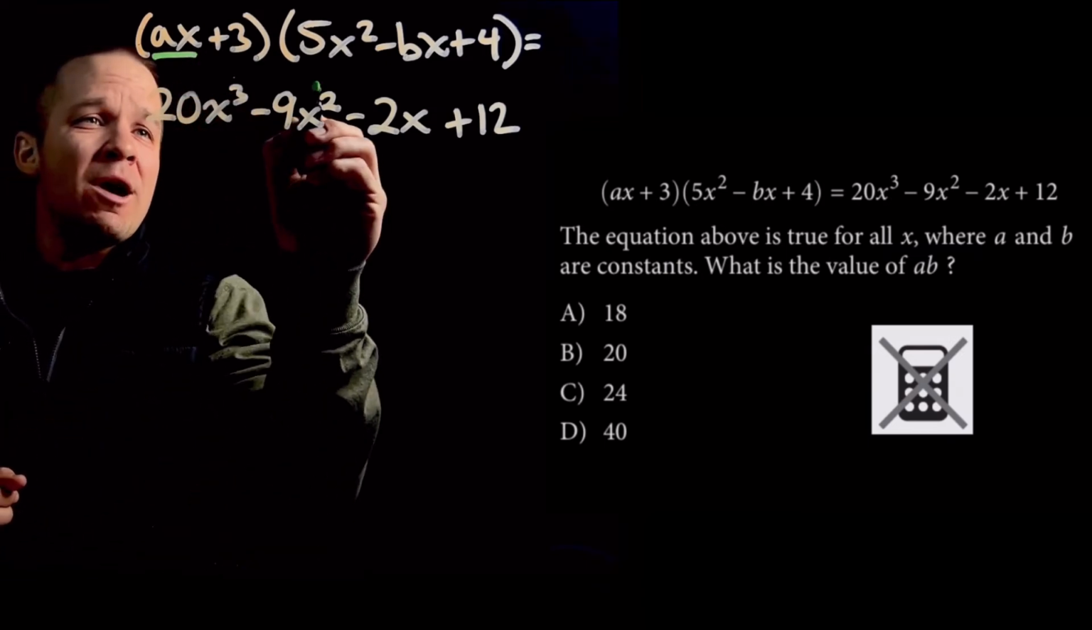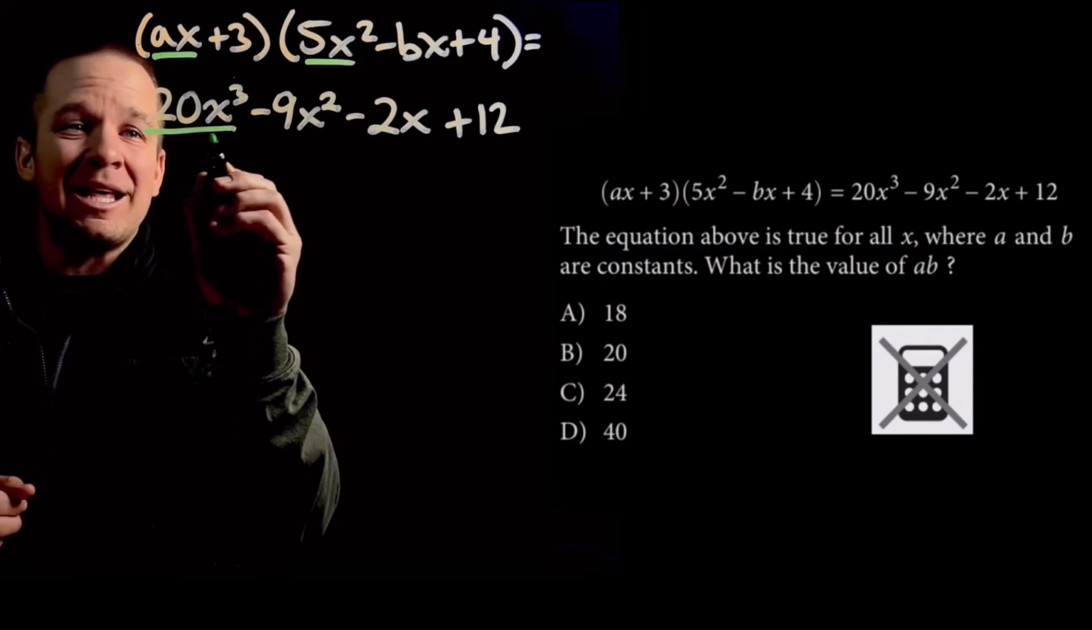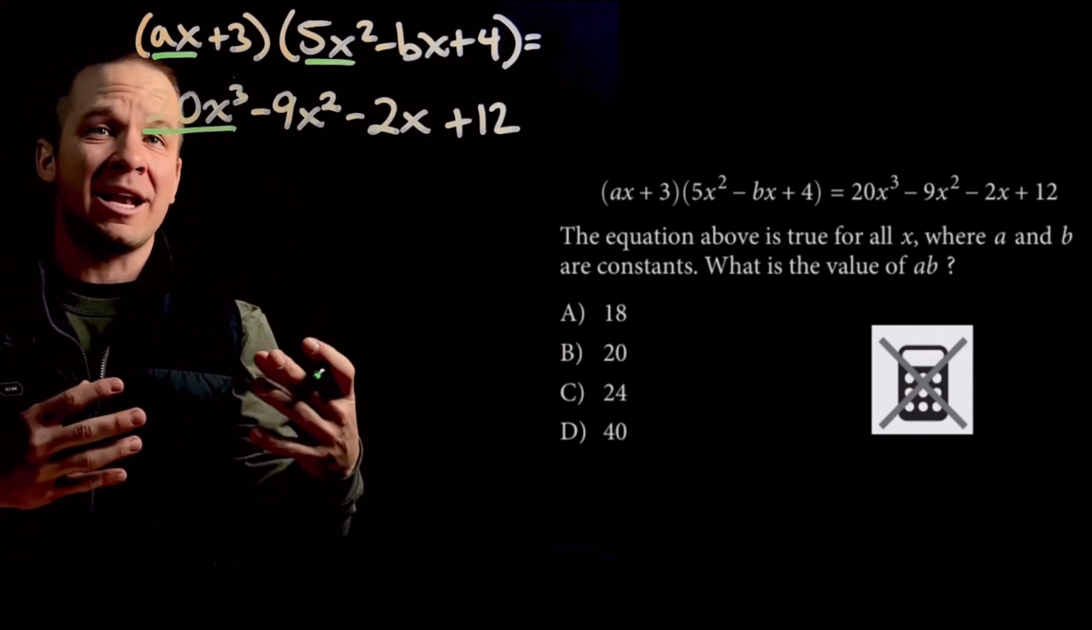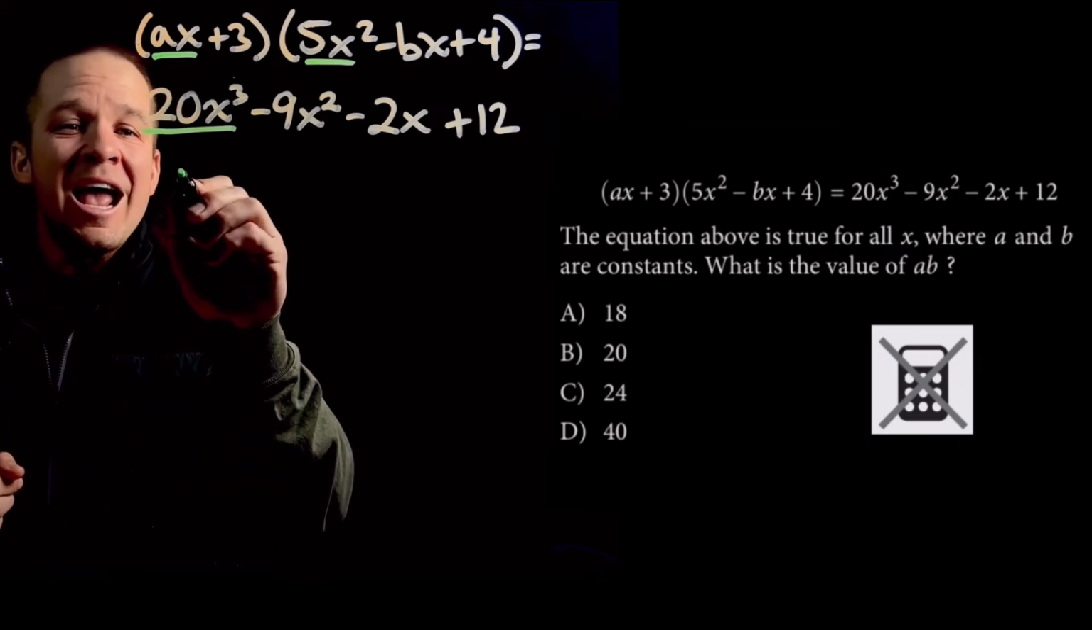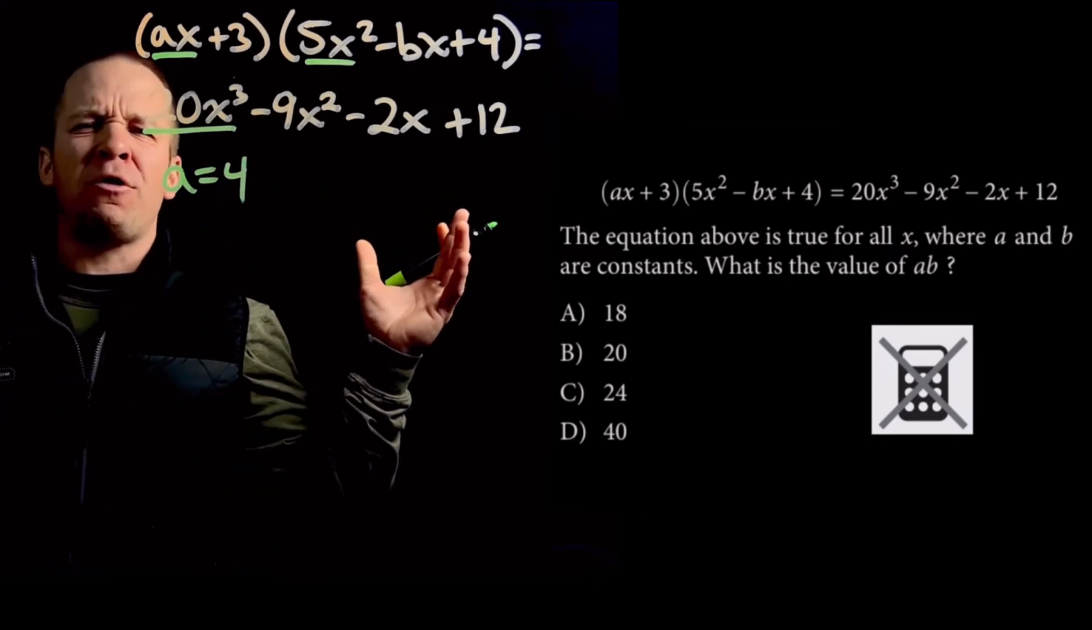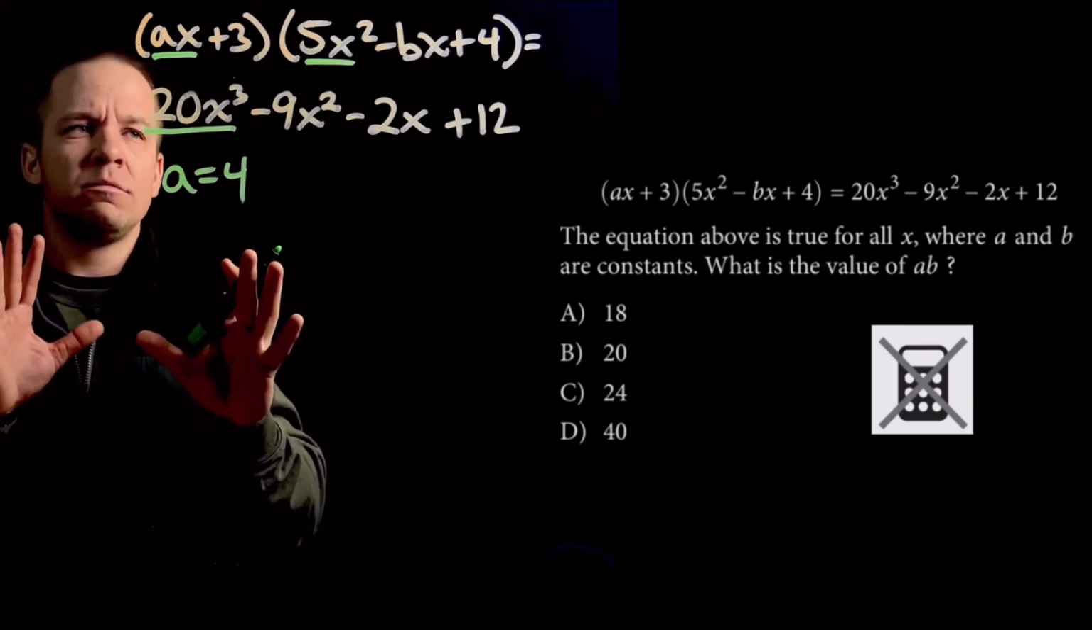I've got this term right here times this term right here is going to give me this term right here. That's the only way to get it. So what times 5 is going to give me 20 for that lead coefficient? A is going to have to equal 4. Halfway there, right? Slow down.